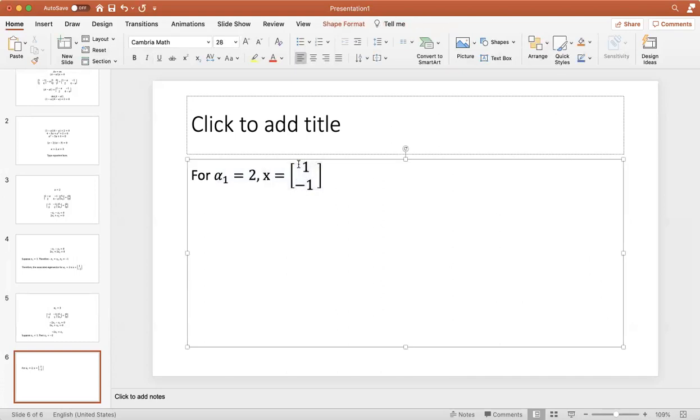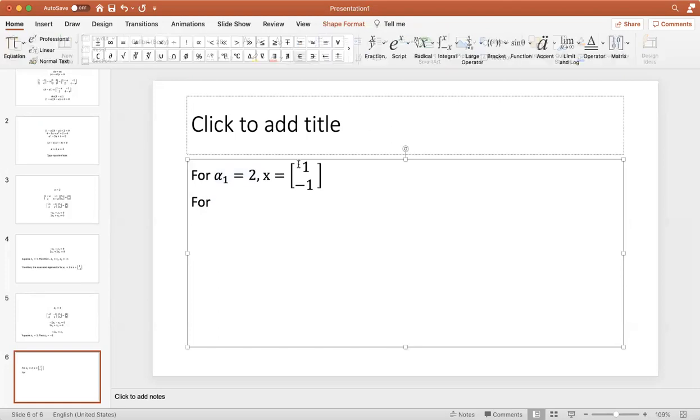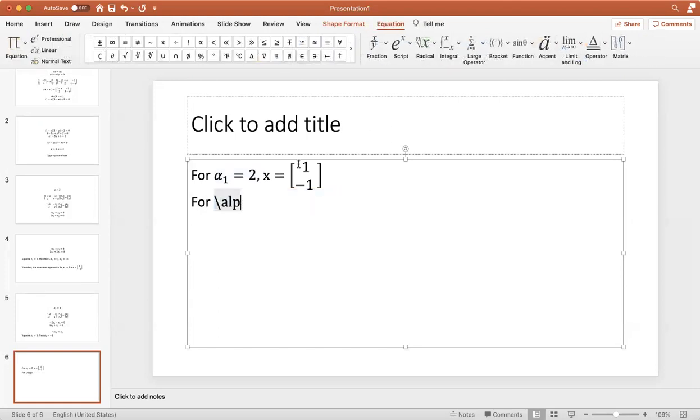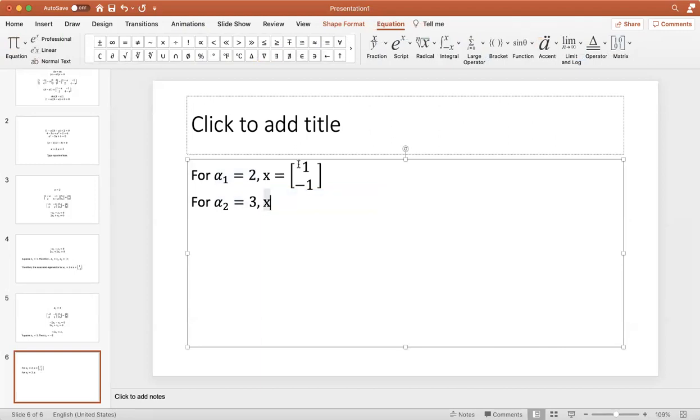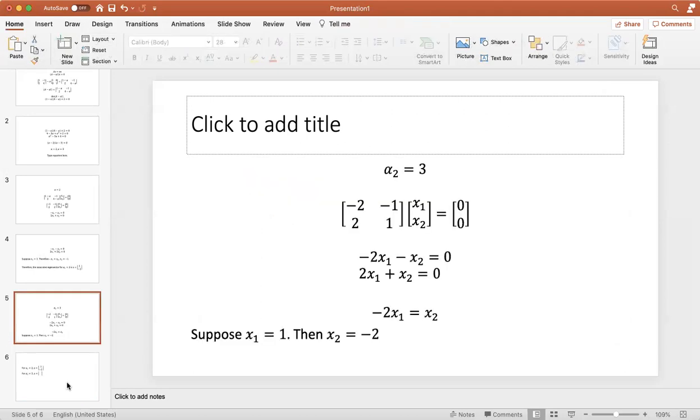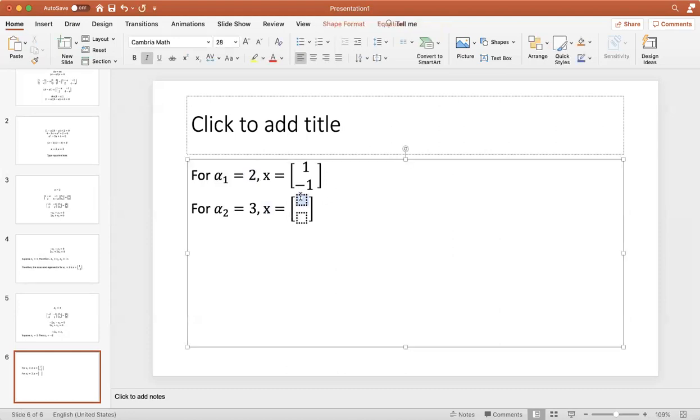Okay? And for alpha 2, which is equal to 3, the eigenvector will be equal to 1 and negative 2. Okay.